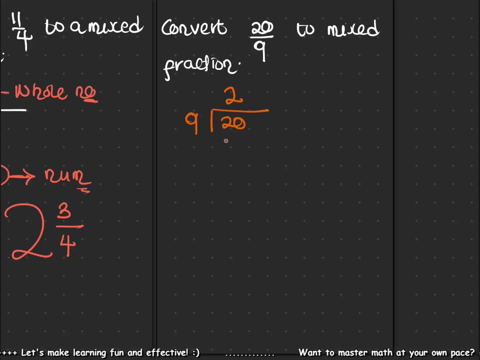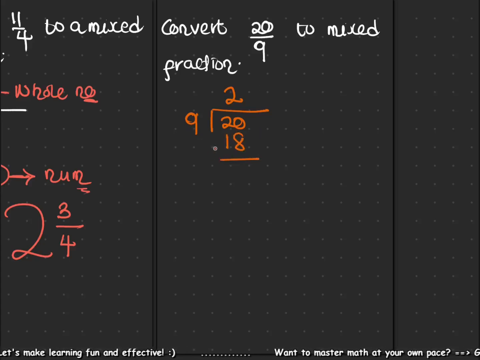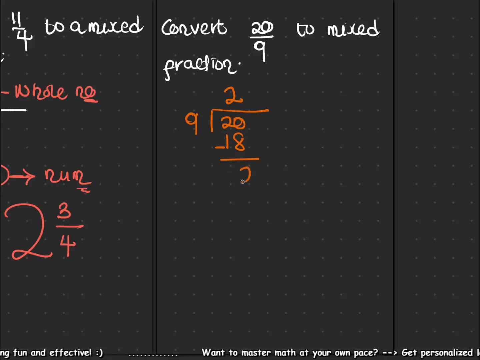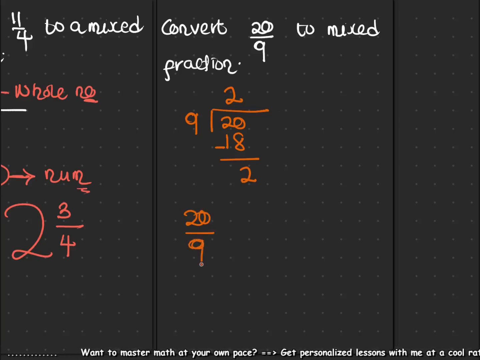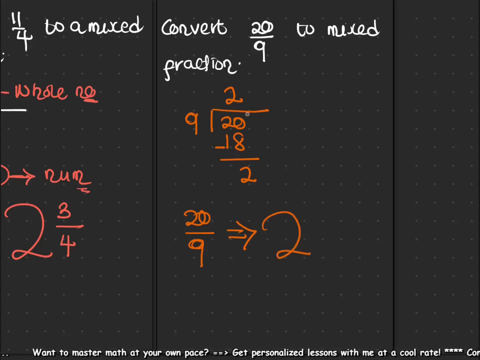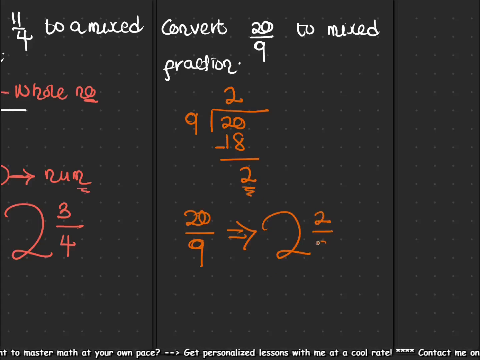Then we say 9 times 2 gives us 18. We write our 18 here and do our subtraction. That is 20 minus 18, which gives us a 2. And 9 can certainly not enter this 2, hence we are done with our division. We don't want to move towards decimals. So our 20 over 9 gives us the whole number 2, then our remainder, 2 over 9. I hope you got that when you tried.